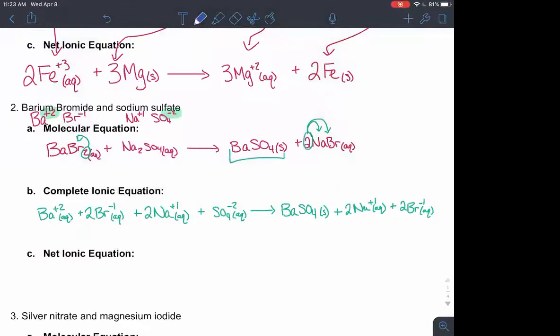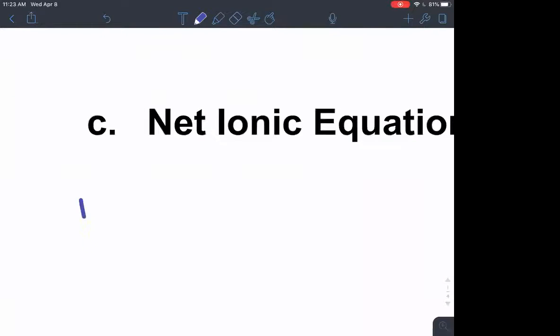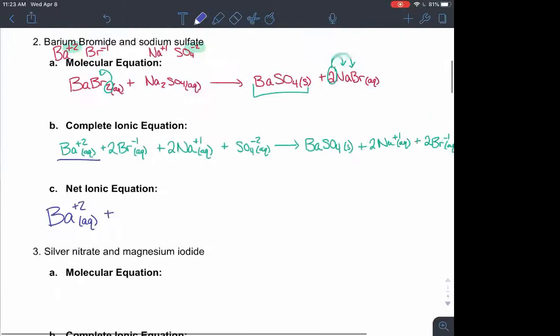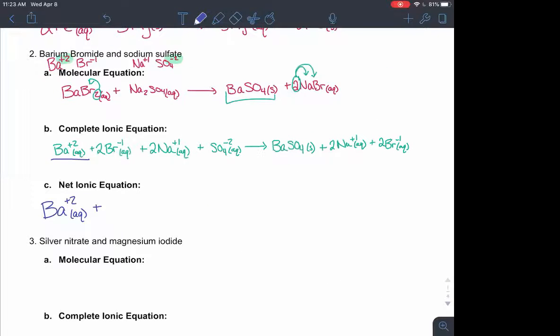Let's use this one. All right. So Ba +2 charge in aqueous. Do we have that on both sides of our equation? No. No, so we're going to bring that into our net ionic equation. All right. What about the 2 bromine ions in aqueous solution? Yes. Yes, so we're going to take those 2 bromine ions and we're going to cancel them out on both sides. They're gone. They're spectator ions.